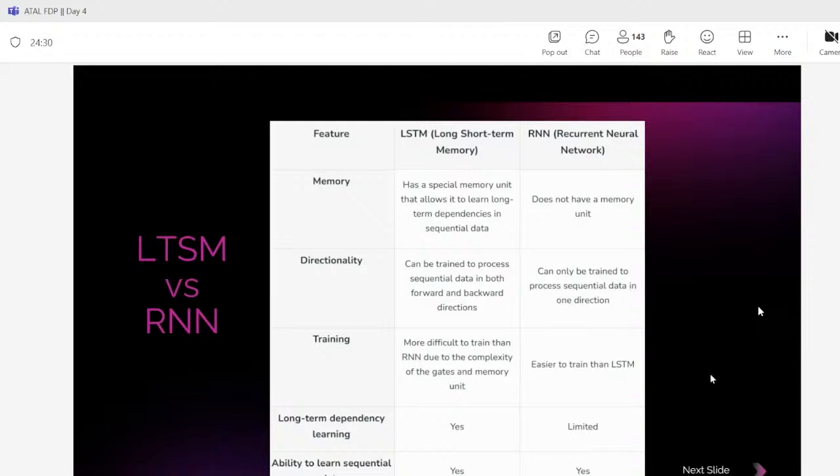Okay. And then long-term dependency learning: here it is required in the case of your LSTM. For RNN, it is limited because of the unidirectional data transfer. And then ability to learn sequential data: both models have the ability to learn sequential data. So that's all the comparisons between the LSTM and the RNN.